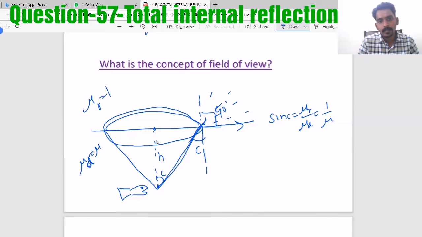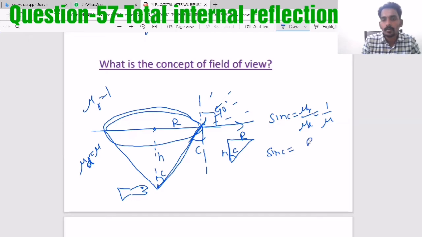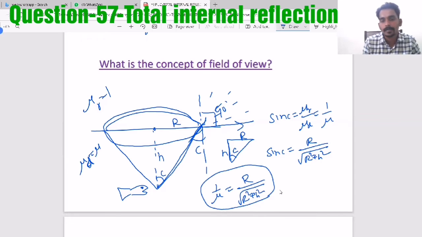Now from this right angle triangle, this is h and this is the radius r of the circular shape through which the fish can see the world, and this is the critical angle. Then sin C equals opposite by hypotenuse, r by under root r square plus h square. So if you equate both of them, 1 by mu equals r by under root r square plus h square. So this is the relation.